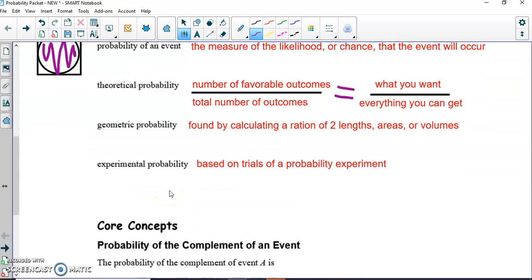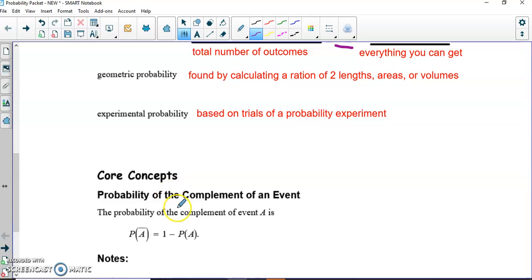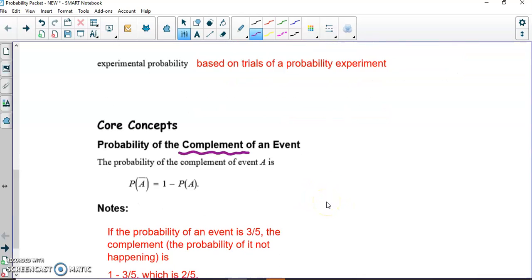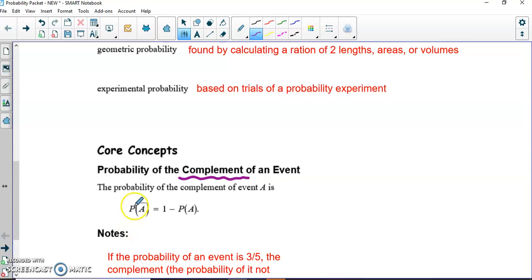Okay? All right, complement of an event. So complement, in this case, is really the probability of it not happening. To find the probability of the complement of event A, whatever event A is, flipping a coin, spinning a spinner, you do 1 minus the probability of event A, which makes sense, right?